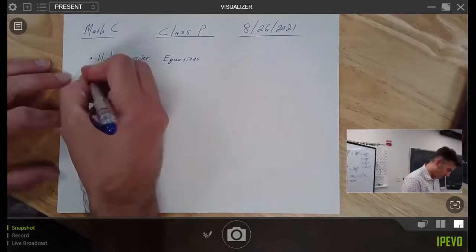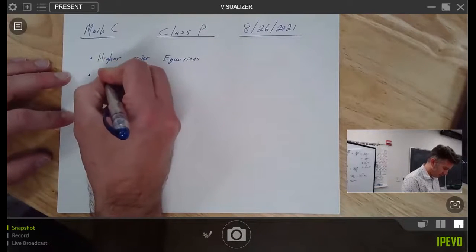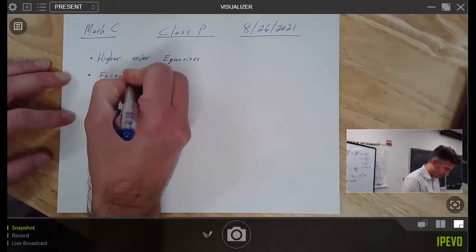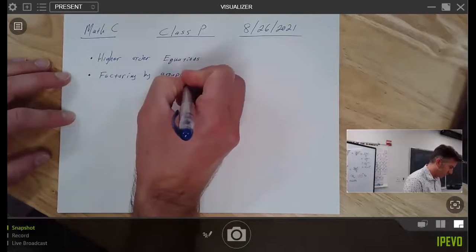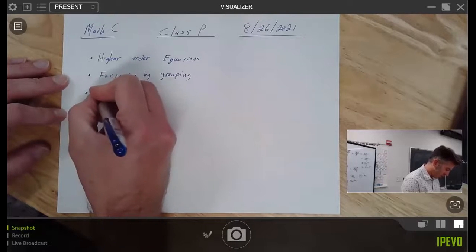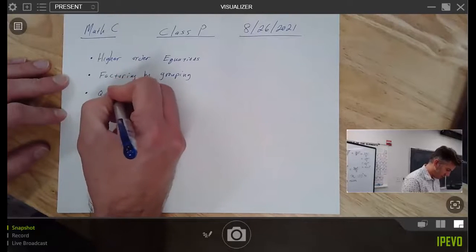And then we've already kind of talked about it, but we will look more at factoring by grouping. And then we will also look at a quadratic form U-substitution.